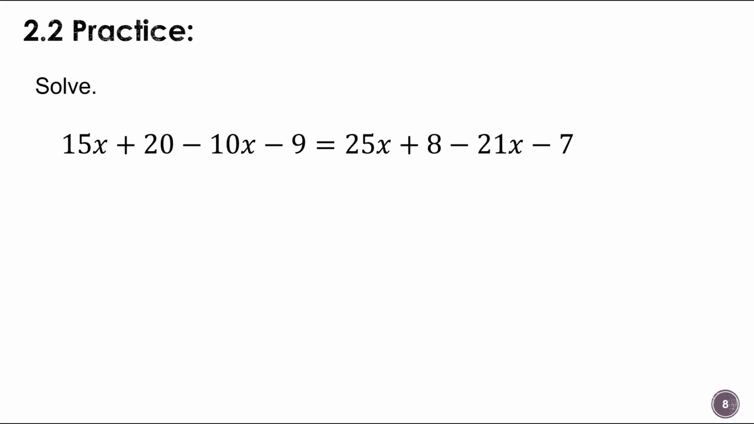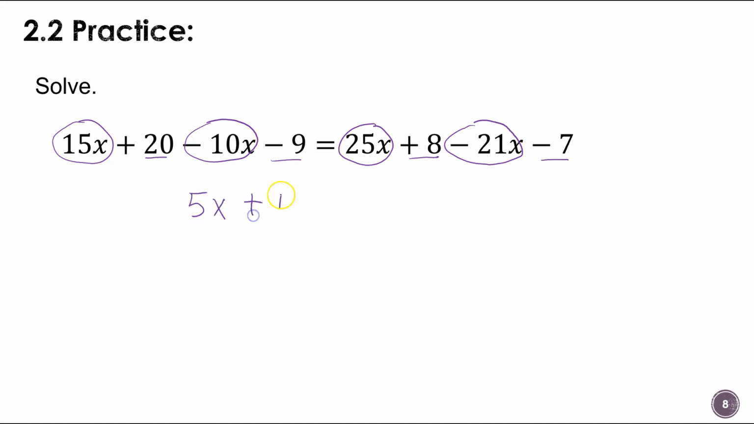Okay. So once again, we have like terms, right? I'm going to combine the 15x and the negative 10x, and then 20 and negative 9. And then 25x and negative 21x, and 8 and negative 7. So we have on the left side 5x plus 11 equals 4x plus 1.